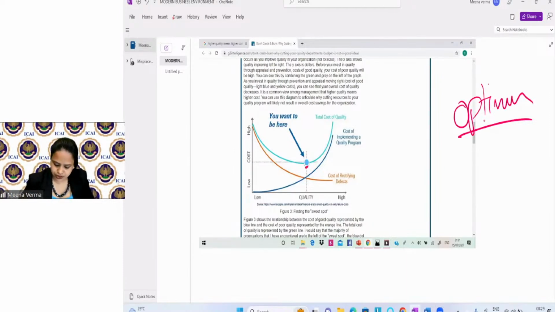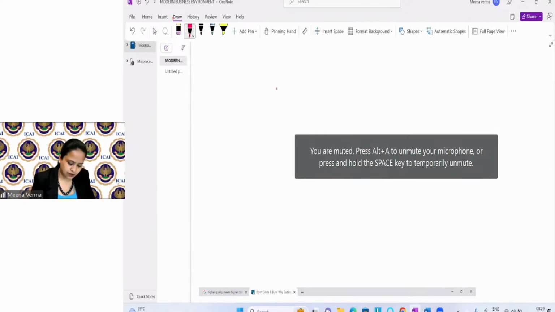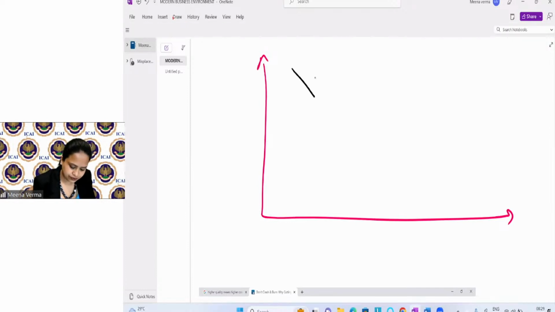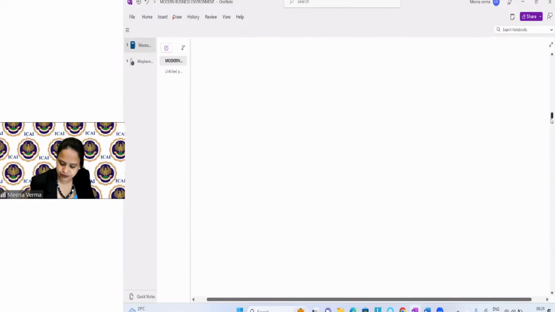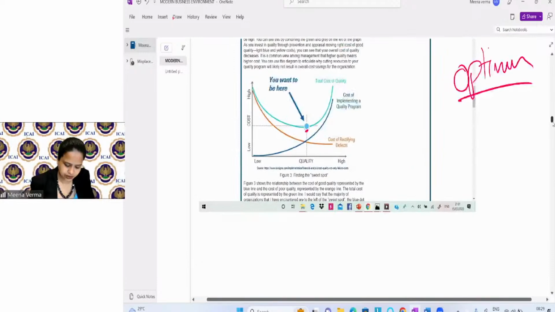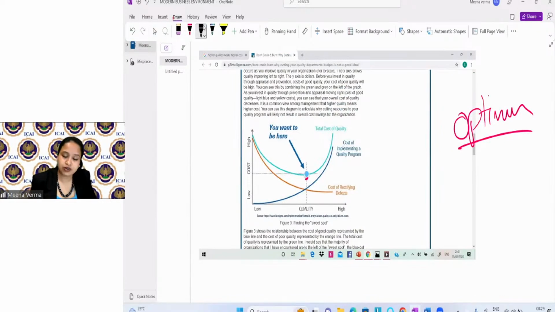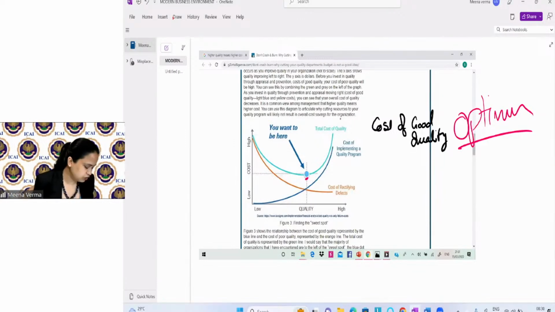All right. So the point is that when the company is producing the goods, what will happen? Let me draw a graph. Either the prevention cost will be high. If prevention cost will not be high, what will happen? So when we plot this graph, either we will have cost of good quality, or we will have the cost of poor quality.